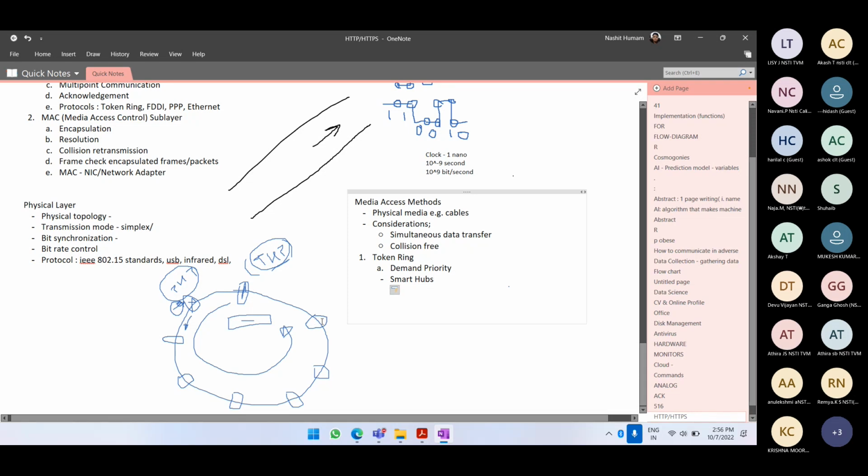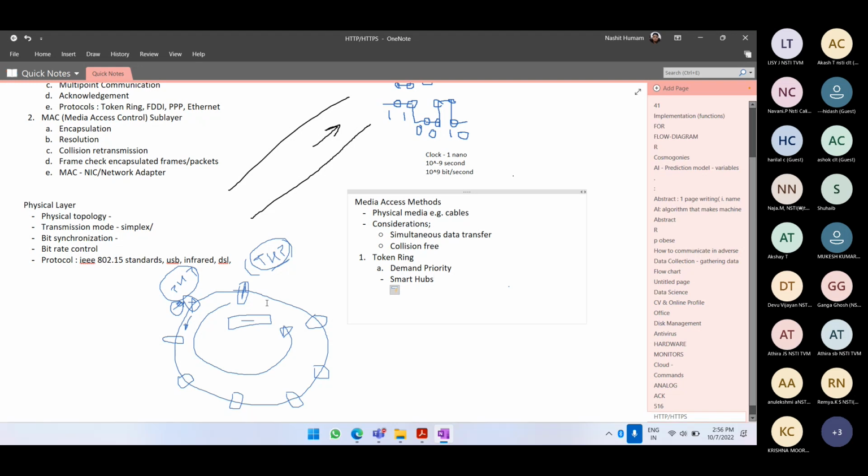The hub will grant it the token. So that token which was running throughout my network, it won't work like that now. It will be defined and transmitted by my hub. And that hub will define the priority and it will give the access of the token to that particular device. I hope that was clear.